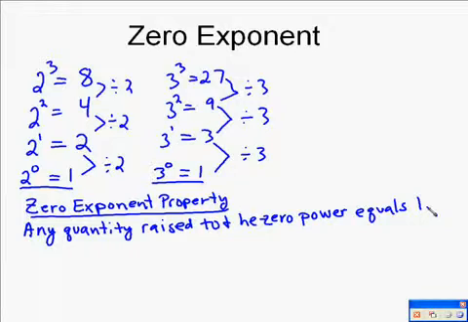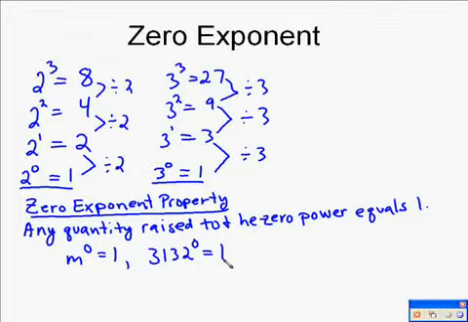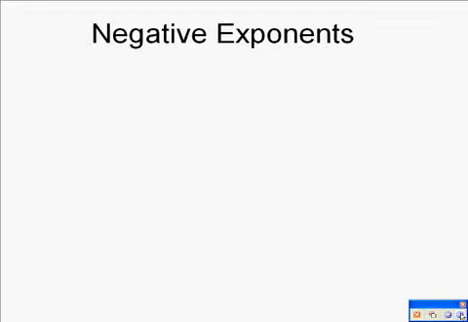We can write it out using symbols if we want, and show that any value m raised to the 0 power equals 1, no matter what. And it becomes a very powerful property that we'll use a lot. You can write a long number out, 3,132 to the 0, that also equals 1. So it doesn't matter what value that is or how big it is, it always equals 1. So that's the zero property.